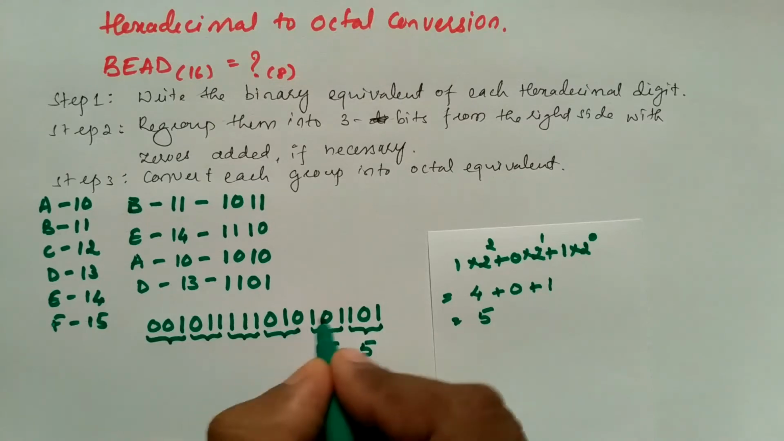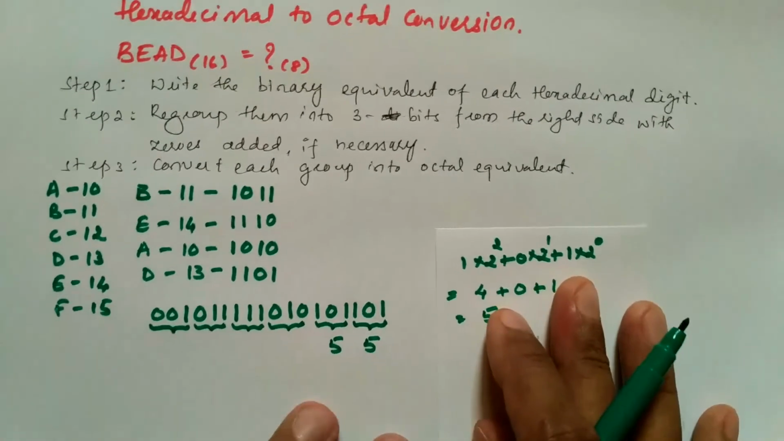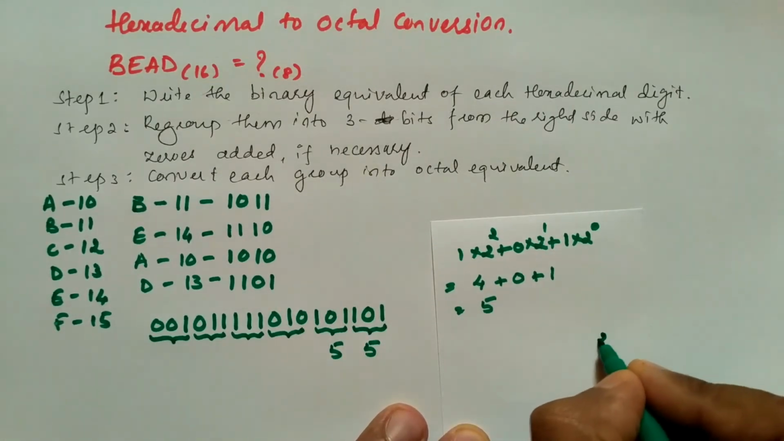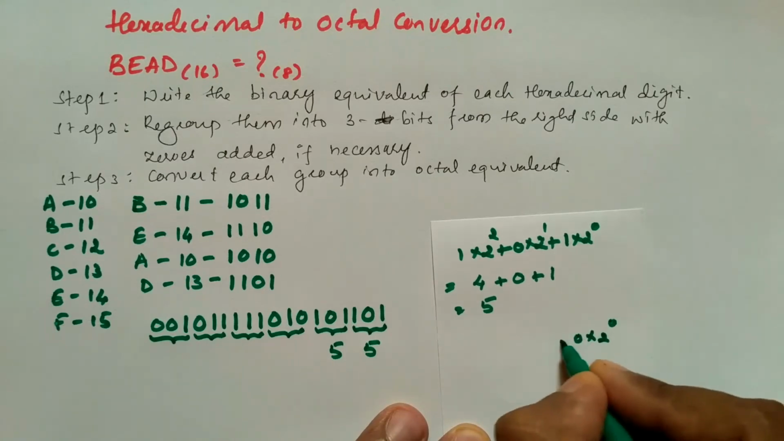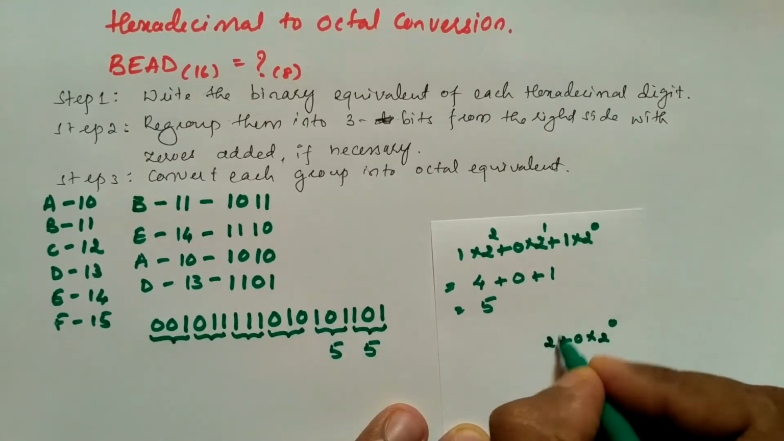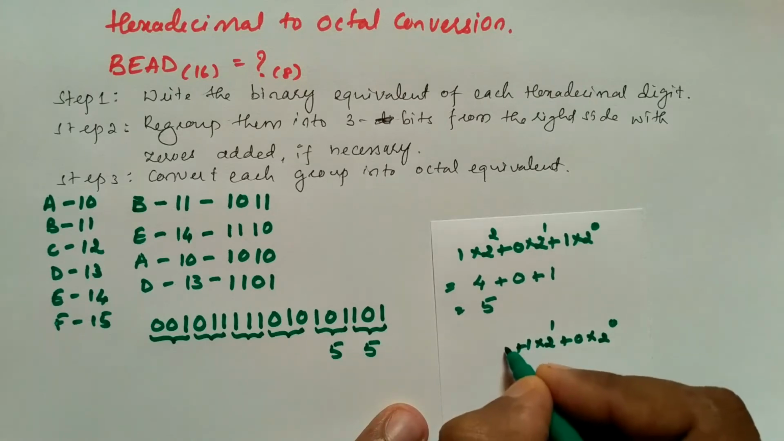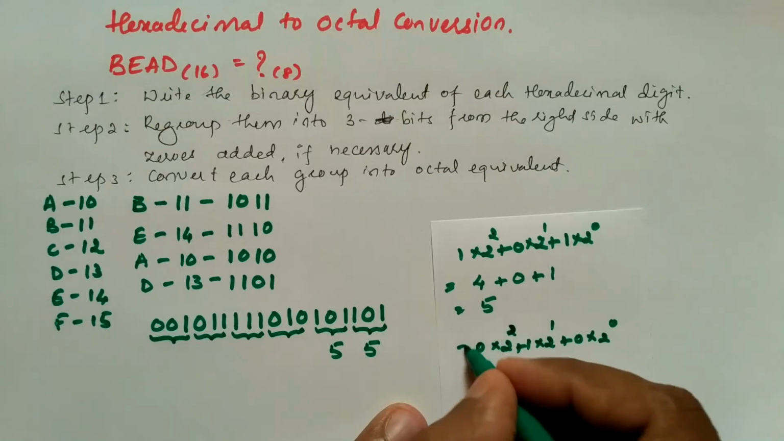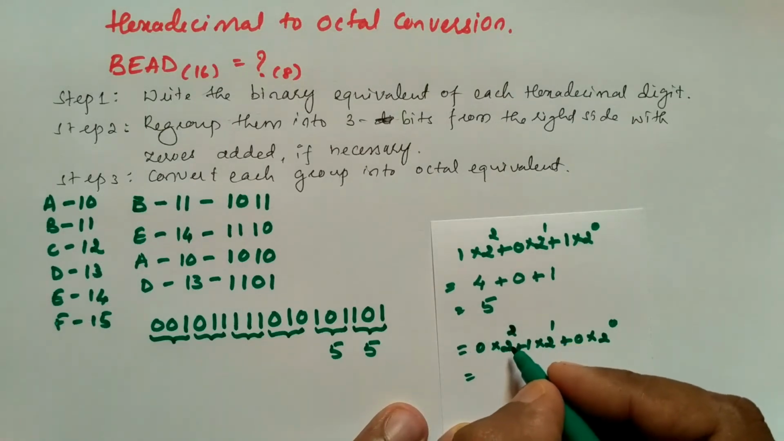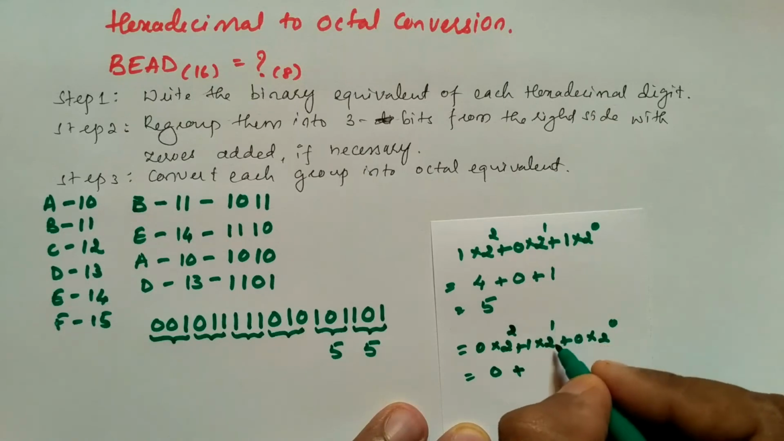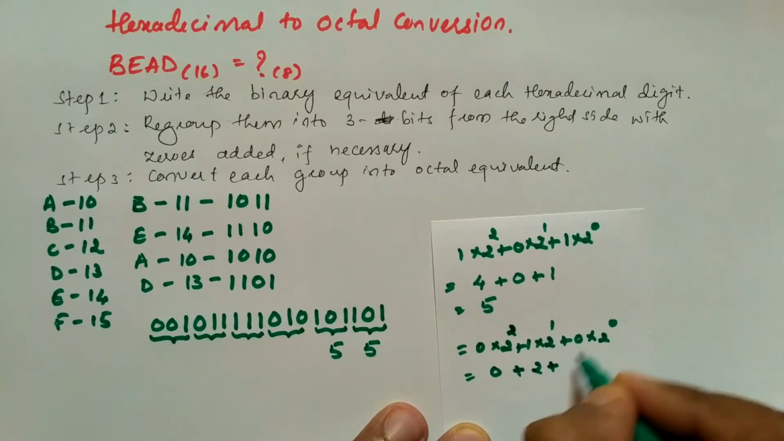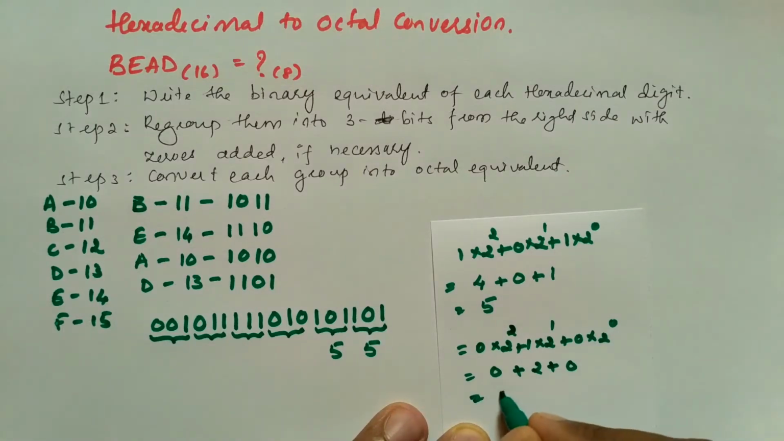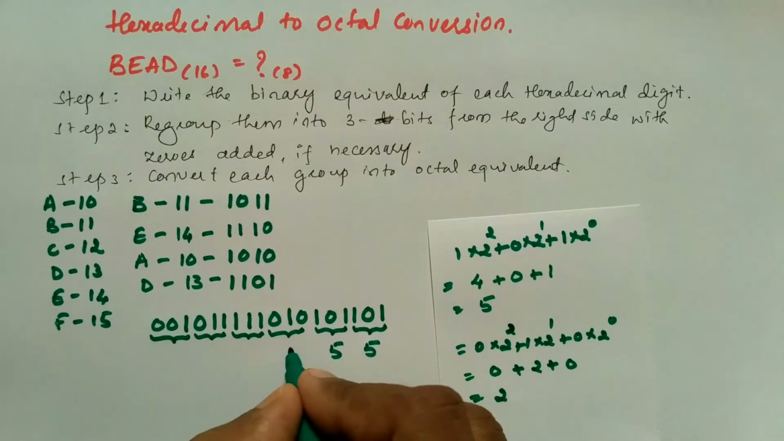Next 010. You can write the positional weight of this 0 is 0. Here I'll be writing 2 to the power 0 into 0, plus bit number 1 whose positional weight is 2 to the power 1 into 1, plus 2 to the power 2 into the next bit, which is 0. Here 2 to the power 2 is 4, 4 into 0 is 0, plus 2 to the power 1 is 2, 2 into 1 is 2, plus this is 0 because 0 into anything is 0. So 0 plus 2 plus 0 is 2 only. So here 010 gives me 2.